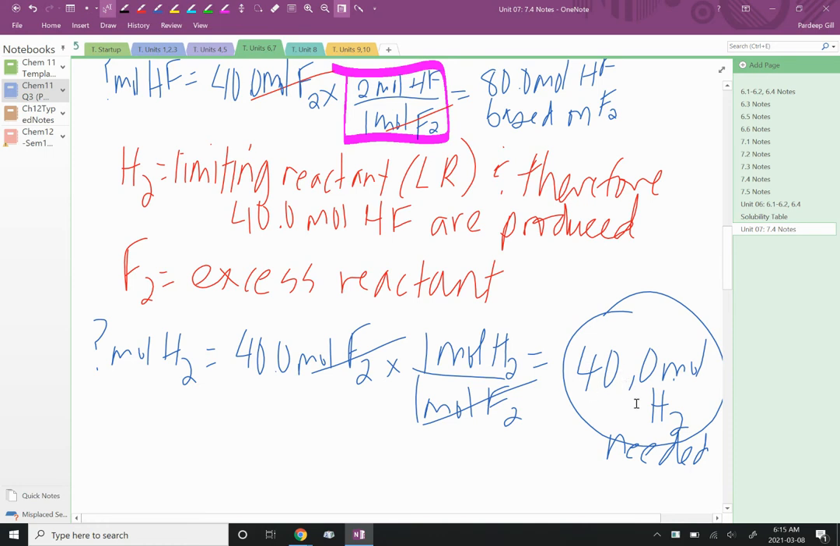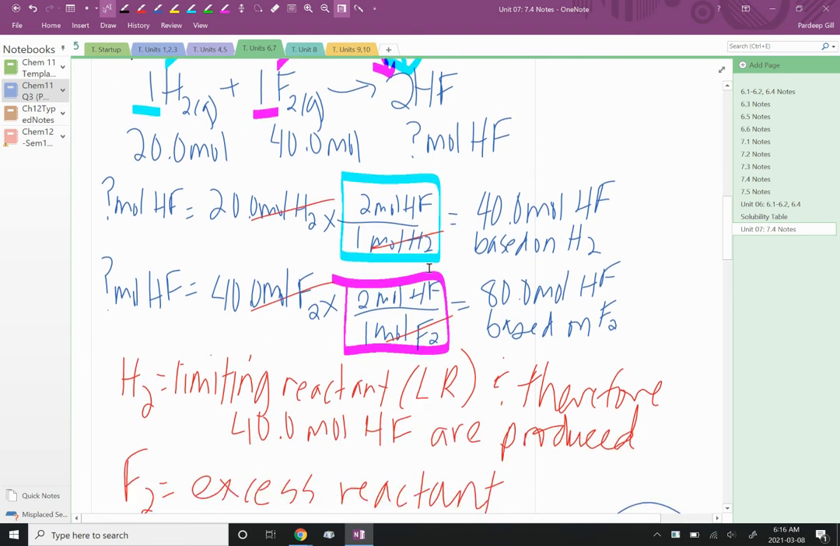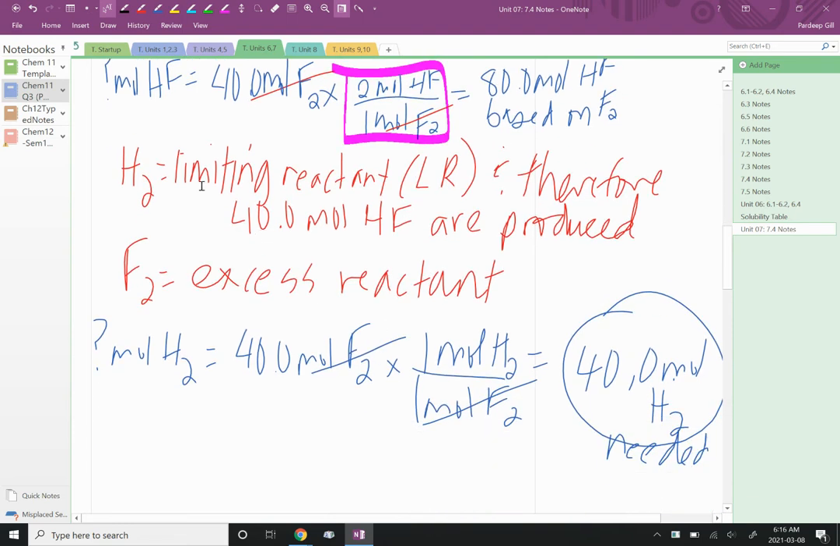It needs 40 moles of H2 for this reaction to work out, so you know that's never going to work out. Whereas H2, because it's a 1-to-1 ratio, only needs 20 moles of F2 to react with to form 40 moles of HF. So that's why H2 is the limiting reactant. It limits the amount of product formed because there's not enough of it, and F2 is the excess.